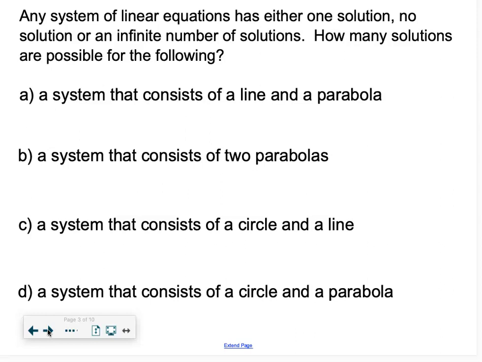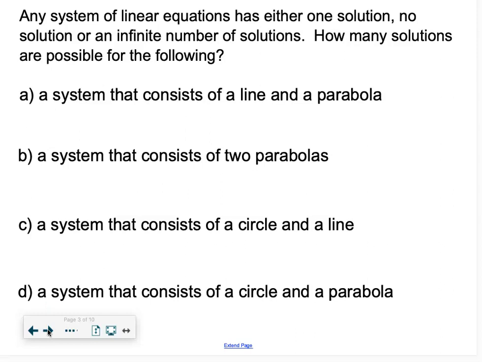Now, on Thursday, we talked about a line and a line. If you have a line and a line, you can have one solution. You could have 0 solutions, or you could have infinitely many solutions, right? What I'm looking for from your group is to draw a little sketch of each possible number of solutions for your shapes. So for number 1, we have a line and a parabola.